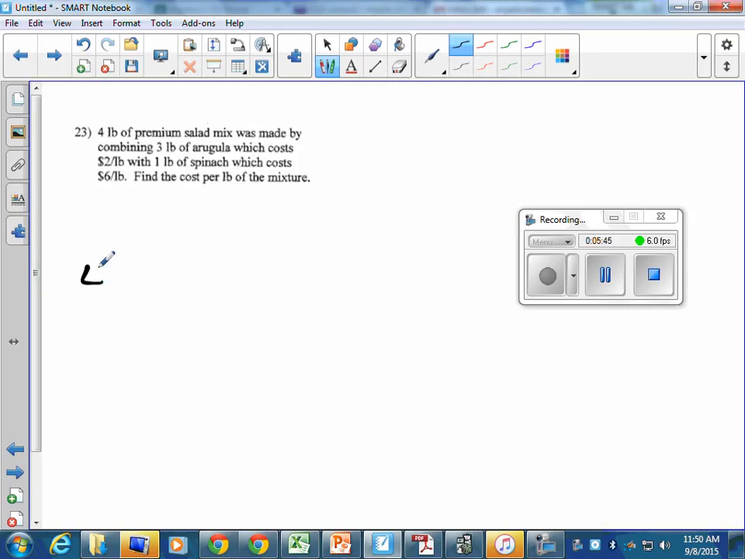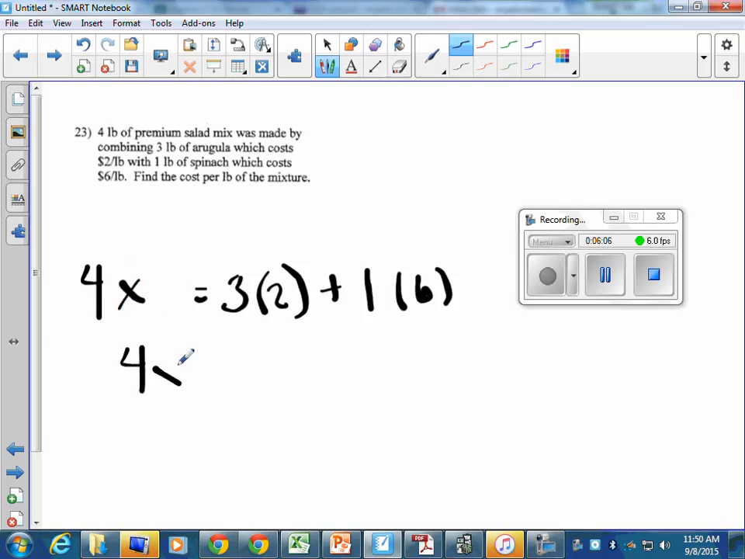4 pounds of premium salad mix was made by combining 3 pounds of arugula, which costs $2 a pound. So I'm taking 3 pounds of arugula at $2 a pound, and I'm going to add 1 pound of spinach, which is $6 a pound. And I'm going to come up with 4 pounds of this mixture. What I've got to figure out is how much it is per pound. So 4x equals, this would be 6 plus 6, which is 12. Divide by 4, I get x is 3. So my mixture is going to be $3 per pound.